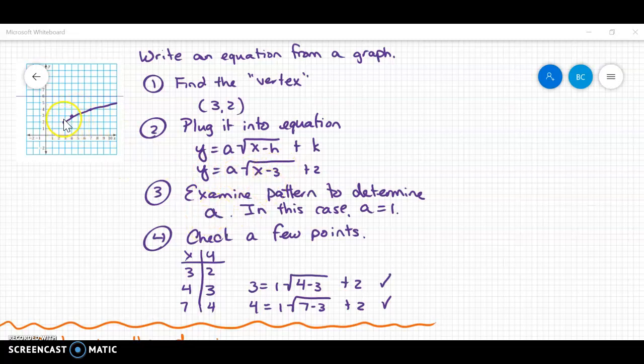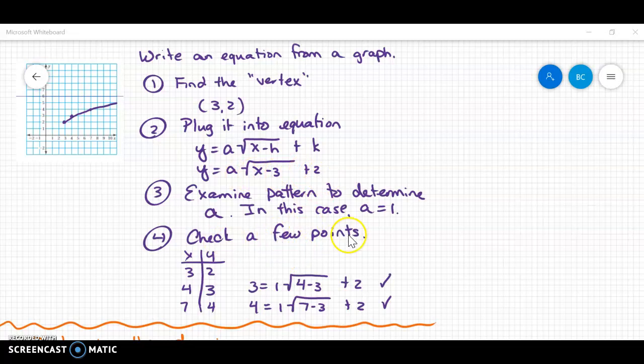If I examined this beginning point, and I noticed that it wasn't following that typical pattern, then I would know that a was not equal to 1, and I would have to do a little bit more work to find what a is. I'm not going to ask you to do that. It's a little bit more complicated than what we need to do. But if I had kind of the typical function where a equals 1, I should be able to write it using just that vertex point.